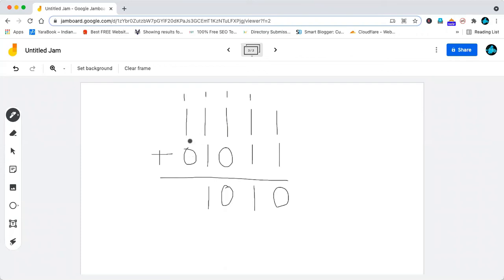So 1 plus 0 equals 1. Now 1 plus 1 equals 10. So the answer will be 101010. Okay? Understood? This is the calculation we have done through binary addition.